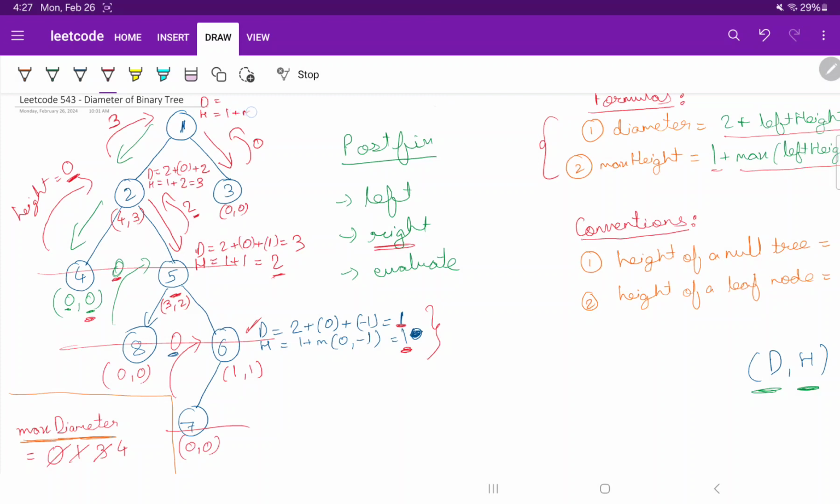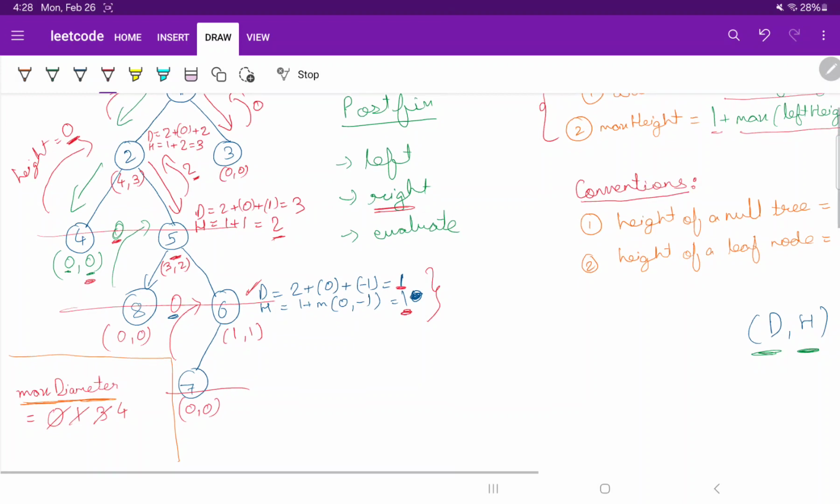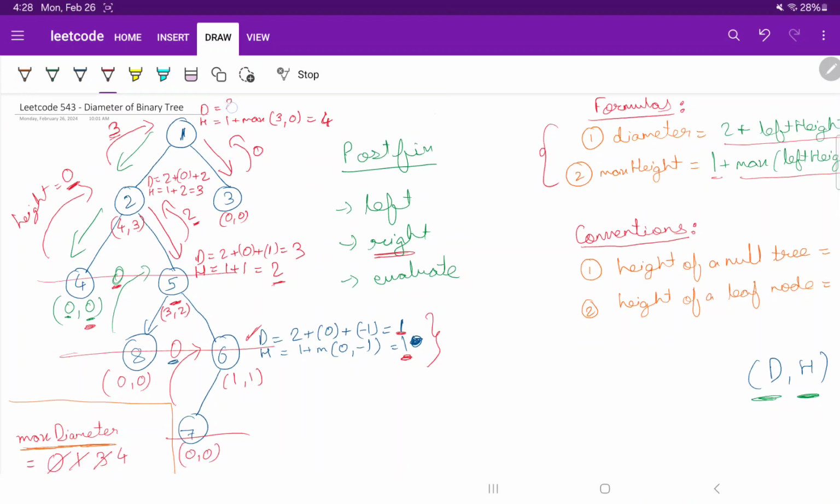Height is 1 plus max of whatever you get from left. From left you get 3 and from right you get 0. Right height is 0, right? So 1 plus max of 3 and 0 is 3. So 1 plus 3 becomes 4. So height is 4. What is the diameter in this case? Diameter is 2 plus left height, which is 3, and right height, which is 0. So this is 5. So at root node we calculate the tuple 5, 4. That is diameter is 5 and height is 4.